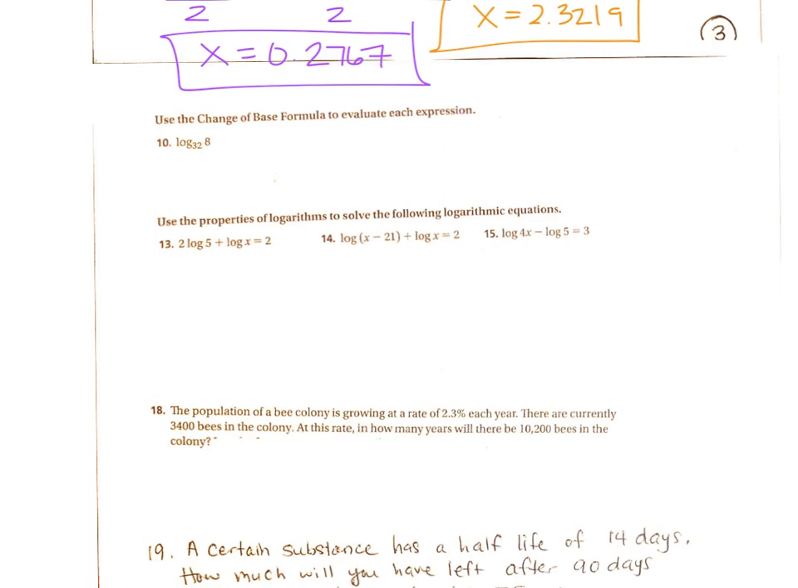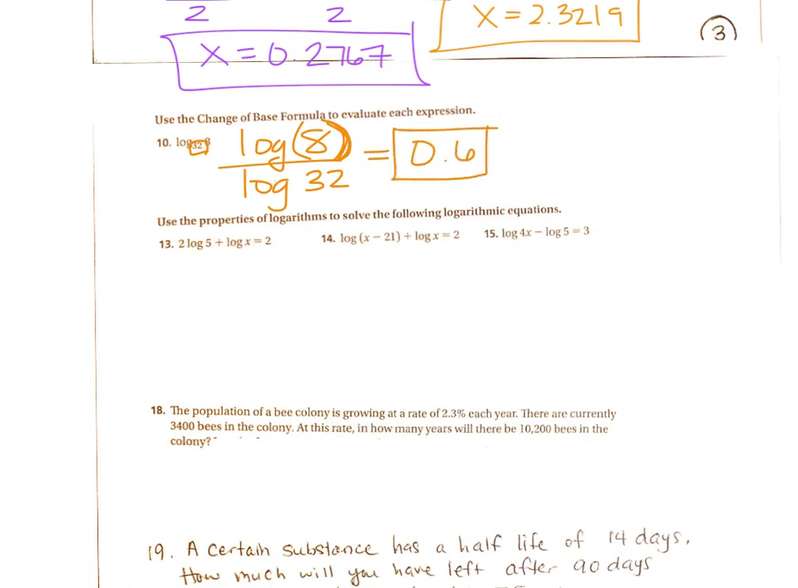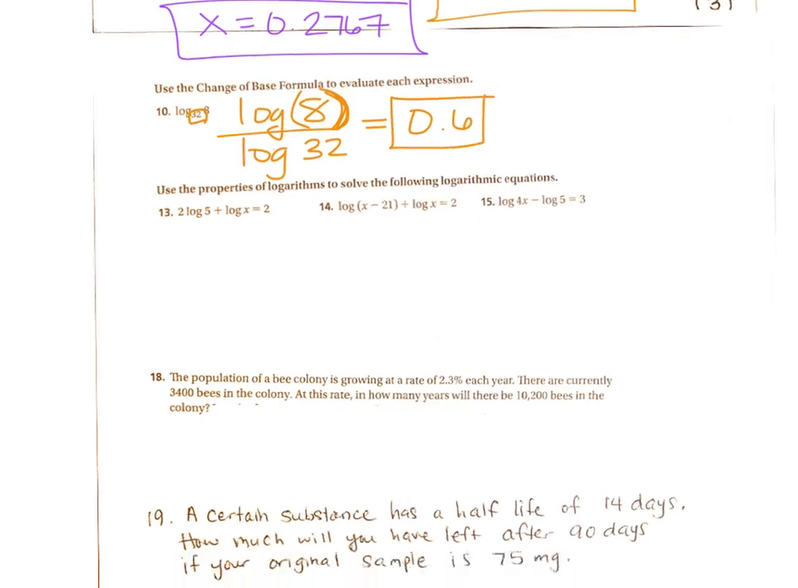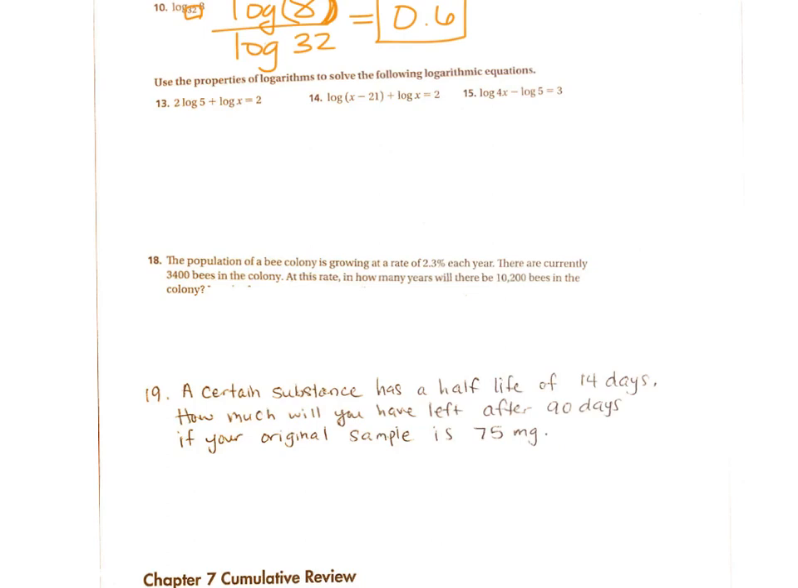Okay, number 10, change of base. Remember, this is the one where you do the log of the base over the log of your drop-down number here, 32. So log 8, don't forget that parenthesis because it starts one here. You got to finish it off before you can divide. So this comes out to 0.6.